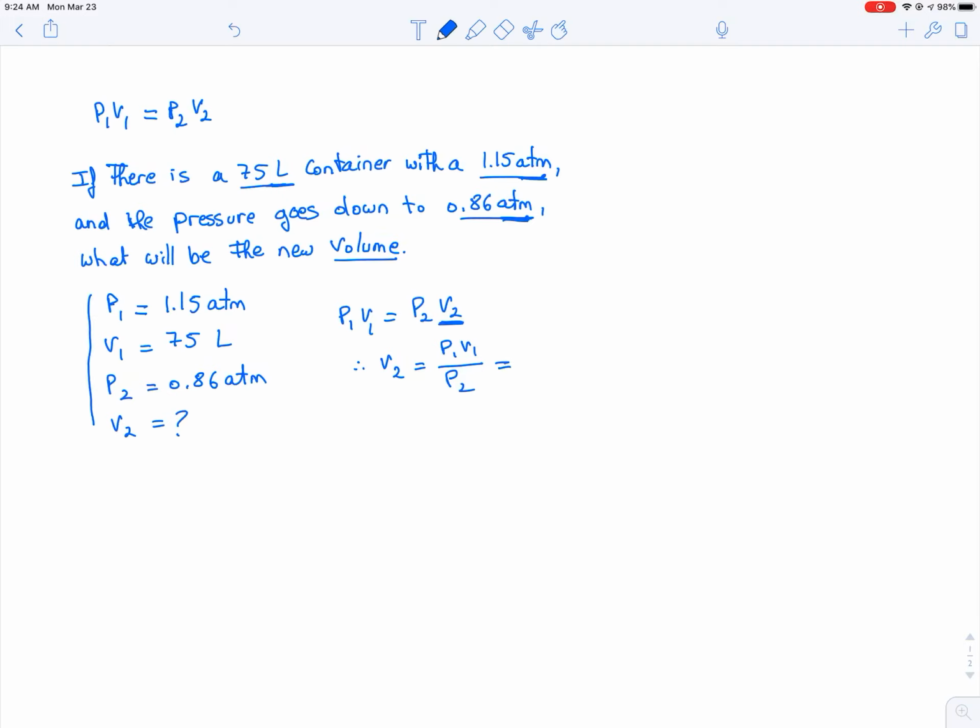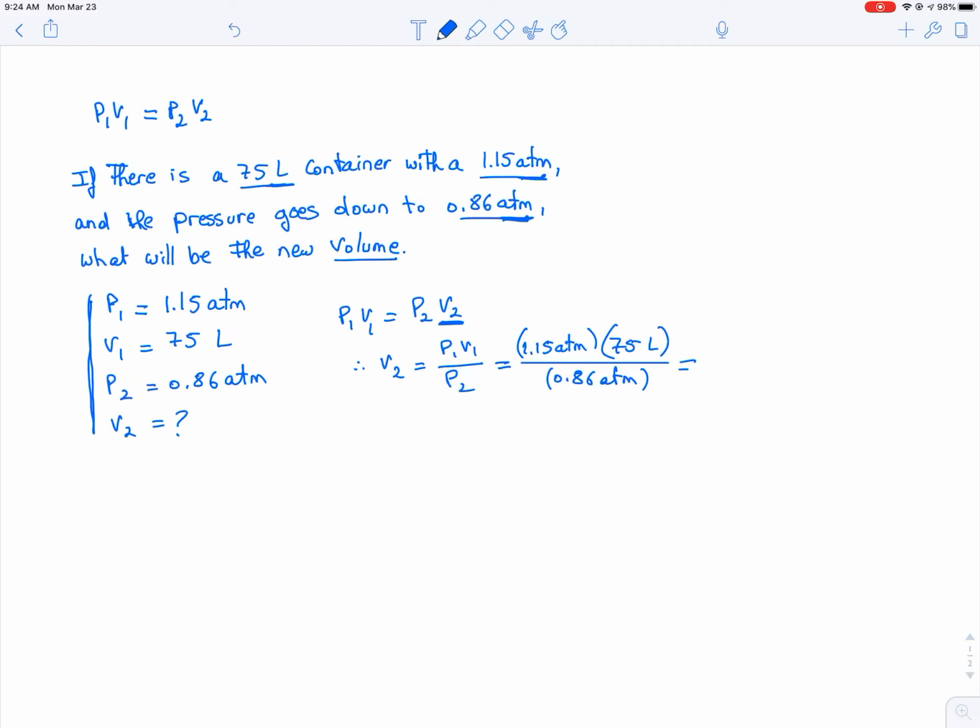And the reason why I asked you to write the variables on the side like that, now it's very easy. You're just going to plug in the numbers without even thinking. Why? Because you already know P1 is 1.15 atm, so we don't have to think twice. V1, oh, it's 75 liters. Instead of going back into the long paragraph and trying to reanalyze it and figure out what's P1, what's P2, what's V1, it's a lot less hectic. So P2 is right there, 0.86 atm.